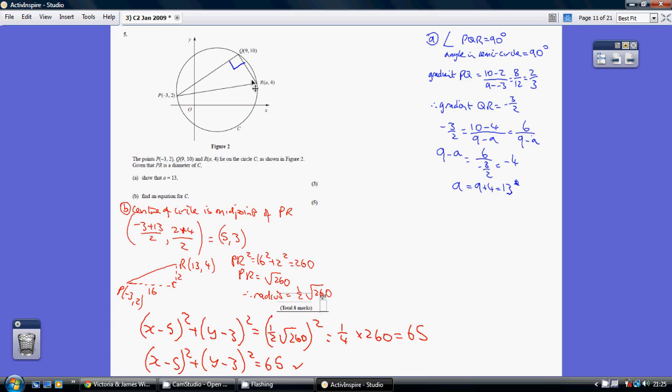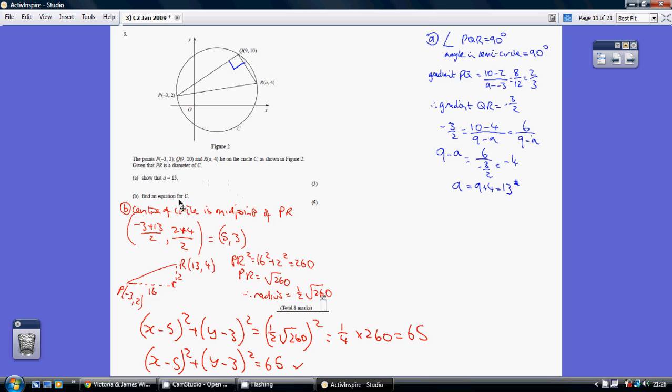Now that gradient, minus 3 over 2, again equals the y step over the x step. So 10 minus 4 over 9 minus a. So we get minus 3 over 2 equals 10 minus 4 over 9 minus a. That's a 9, that's an a. So 10 minus 4 is obviously 6. So 6 over 9 minus a equals minus 3 over 2. So multiplied by 9 minus a, divided by minus 3 over 2 gives us this. This is minus 4. So 9 minus a is minus 4. So a equals 9 plus 4, which is 13 as required.